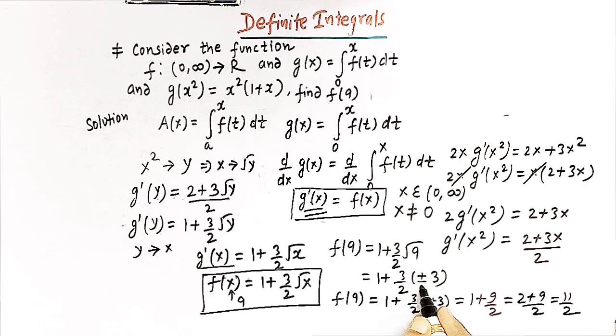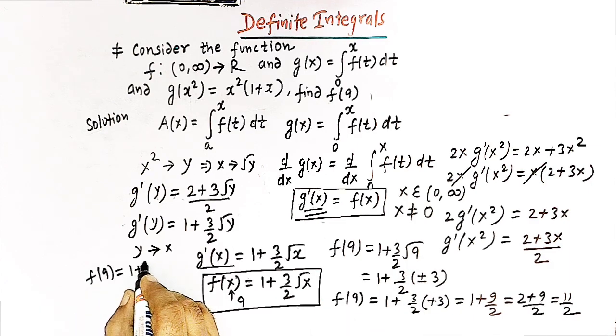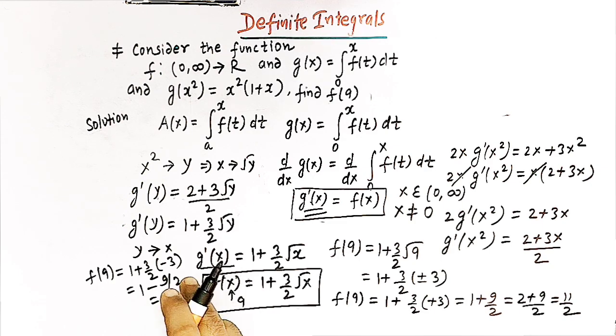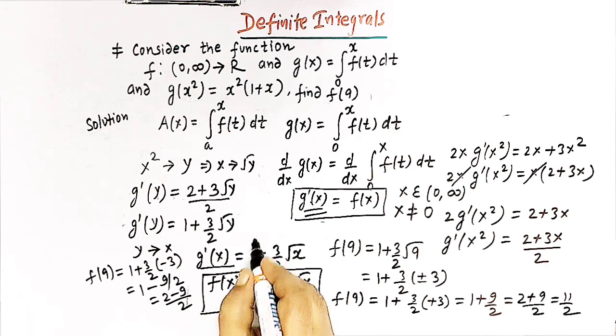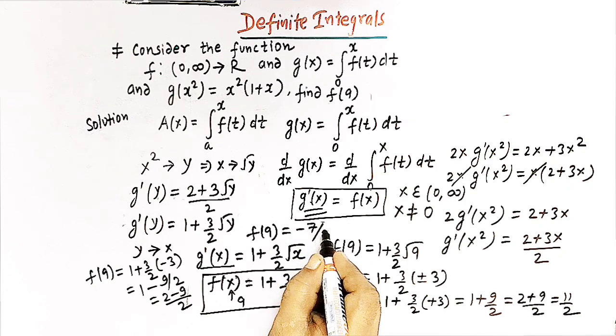Now taking the negative square root, we have f of 9 is equal to 1 plus 3 over 2, and here we have minus 3. So this is 1 minus 9 over 2, that is 2 minus 9 over 2. So f of 9 is equal to minus 7 over 2.